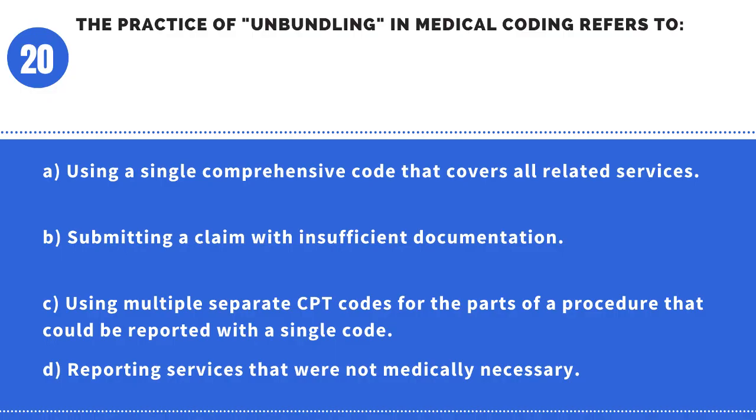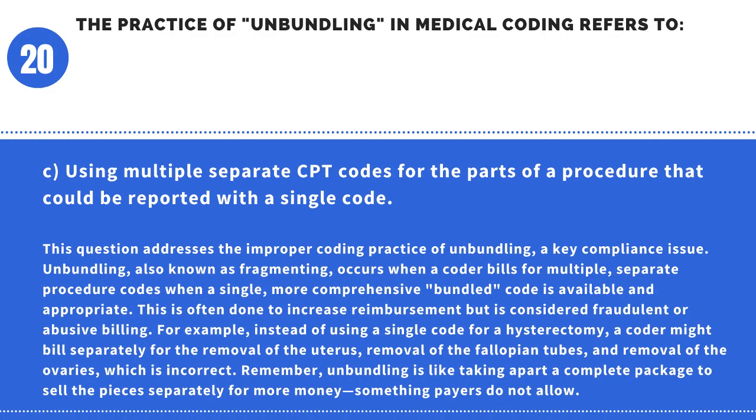Answer: C. Using multiple separate CPT codes for the parts of a procedure that could be reported with a single code. This question addresses the improper coding practice of unbundling, a key compliance issue. Unbundling, also known as fragmenting, occurs when a coder bills for multiple, separate procedure codes when a single, more comprehensive bundled code is available and appropriate. This is often done to increase reimbursement but is considered fraudulent or abusive billing.